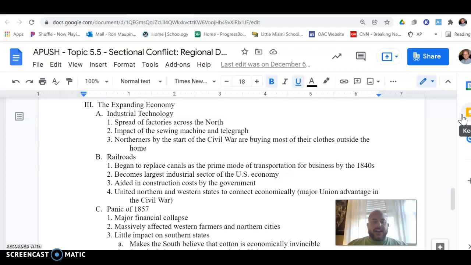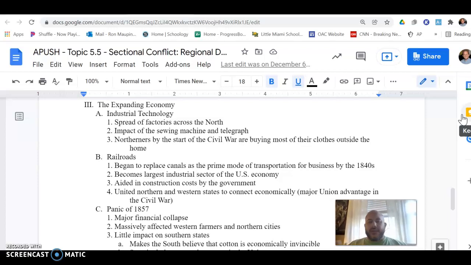This is our second part looking at topic 5.5, which is continuing to showcase the differences that are continuing to emerge between the North and the South, these sectional differences, sectionalism as is commonly called, that will promote conflict, bringing us ever closer to the Civil War.